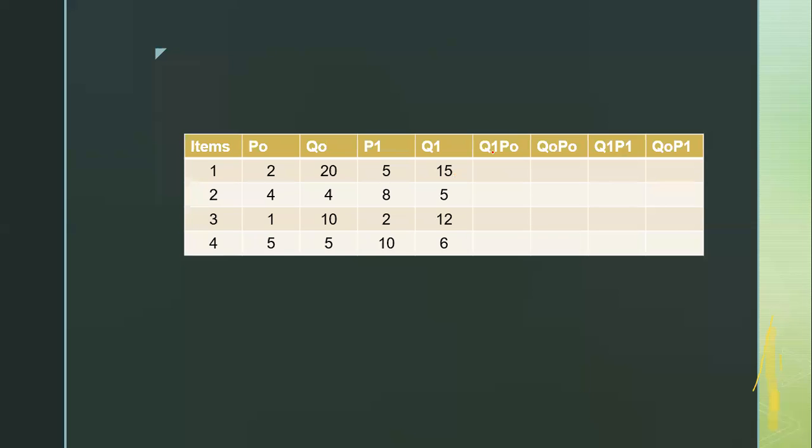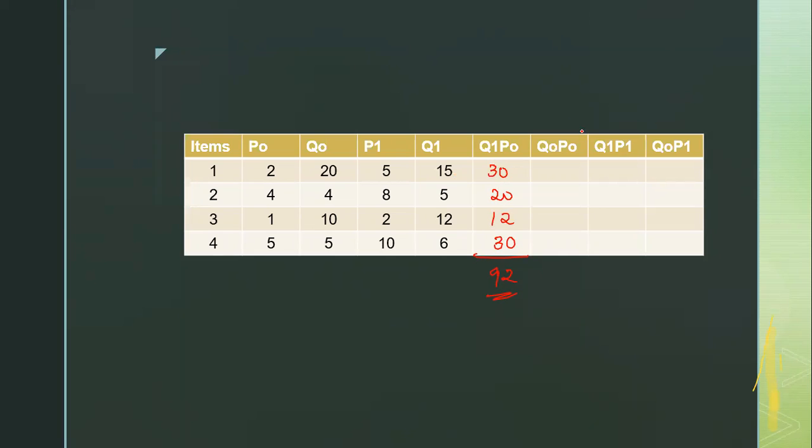First one, give me the answer for the first one. 30, good. Second one, 20, good. Third one, 12, good. Last one, 30. Okay, find the total of this. 30 plus 20, 50, 60, 70, 80, 90, 92.